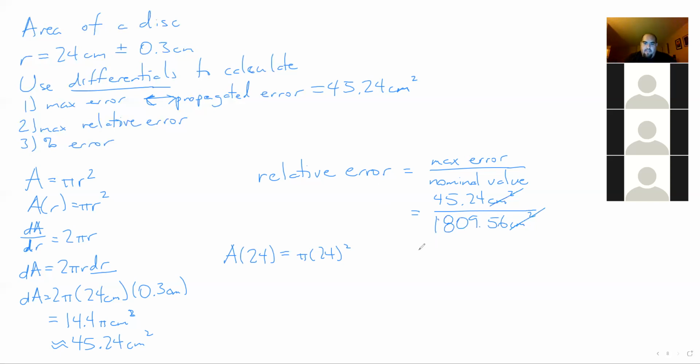All right, and I am getting this number for the relative error, 0.025. Yes. Right, so that is the relative error, 0.025. And then percentage error is just taking that and multiplying it by 100. So the percentage error is basically converting that decimal quantity to a percentage.